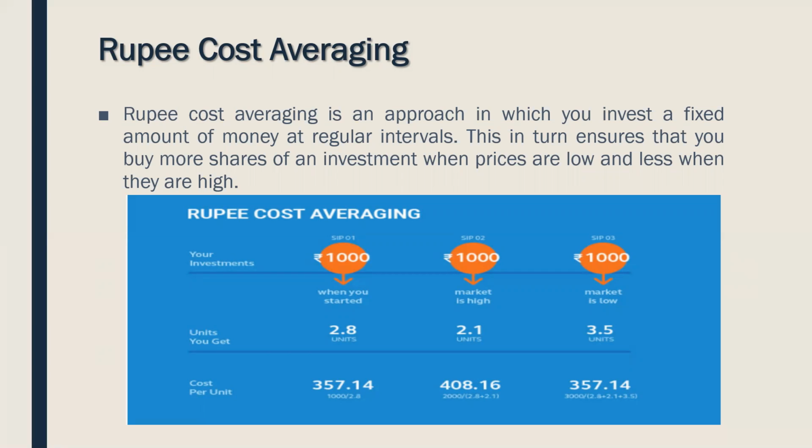So 2,000 divided by 2.8 units plus 2.1 units that you hold. So the cost per unit of the portfolio that you hold now is 408.16. In the third month, you again invested 1,000 rupees.